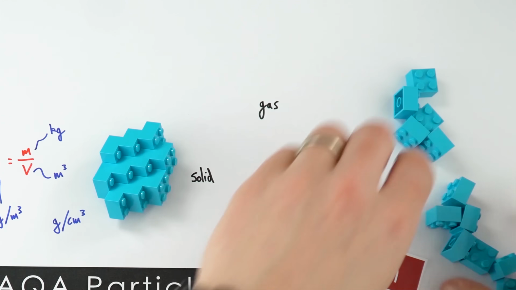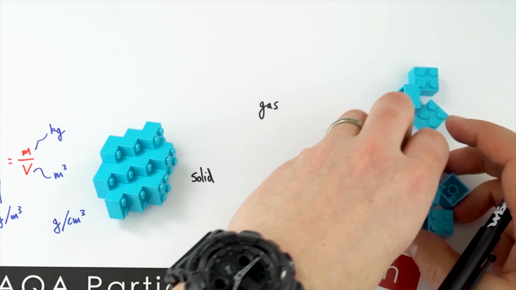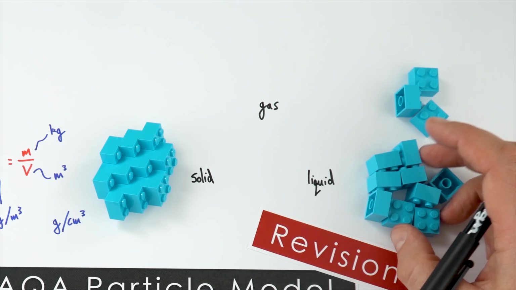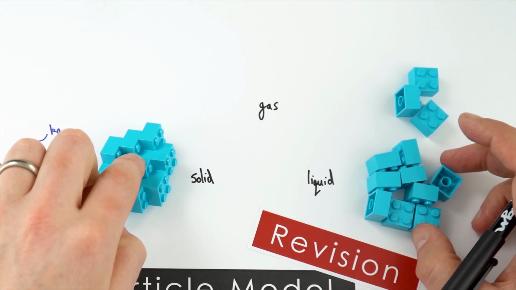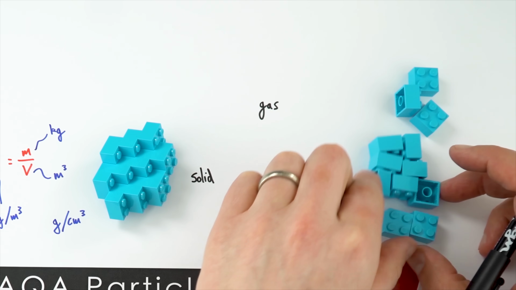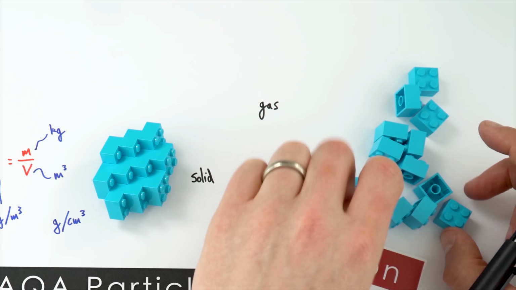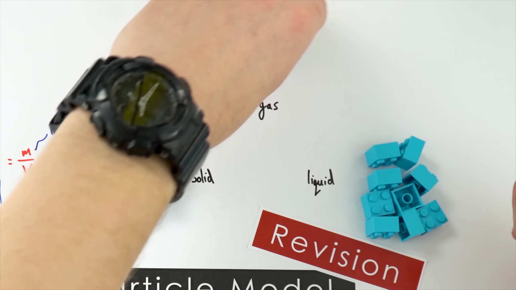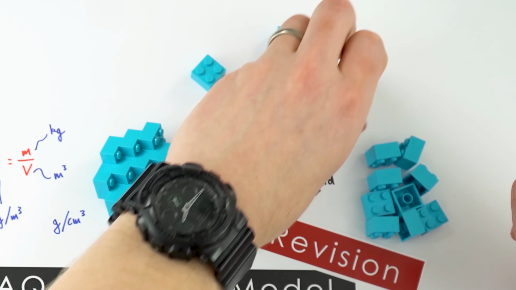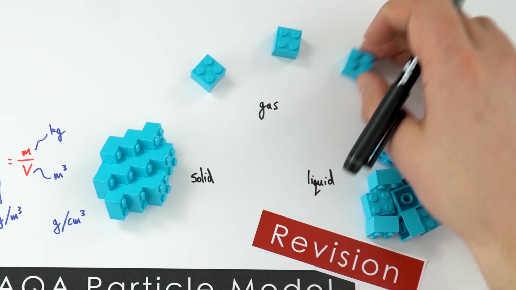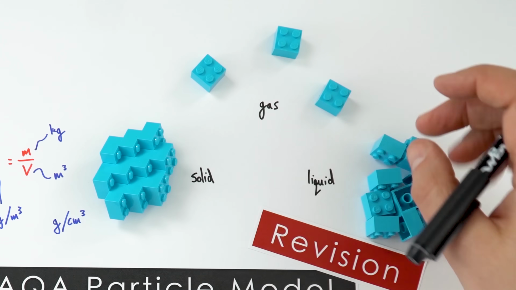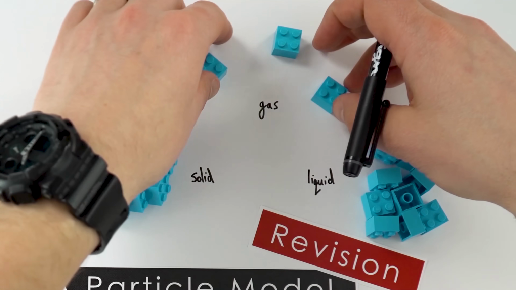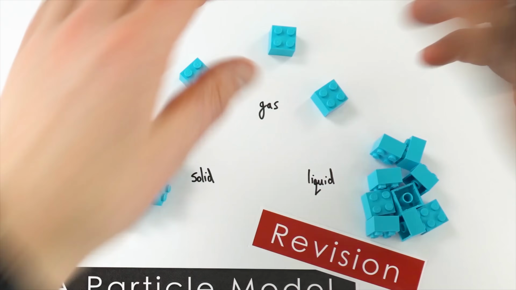A liquid, on the other hand, the particles are still really densely packed together, probably a similar density to in a solid, but here they're able to move past each other. And what we have is this random motion of all the particles in a liquid. In a gas, on the other hand, the particles are really spread quite a long way away. They're moving quickly in all random directions, and because of this, we can do things like compress a gas.